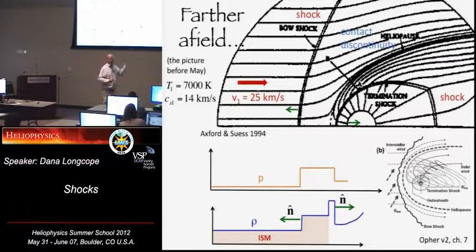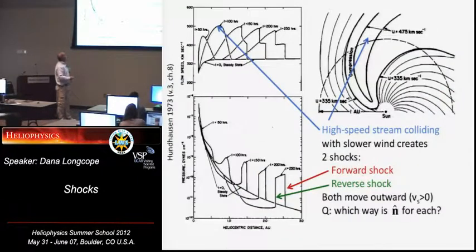So bow shock, heliopause, termination shock. Voyager has only crossed the termination shock. It has yet to cross the heliopause. Okay, this is a little tricky. This is equally tricky. We also saw this yesterday, I think, in Professor Casper's lecture.